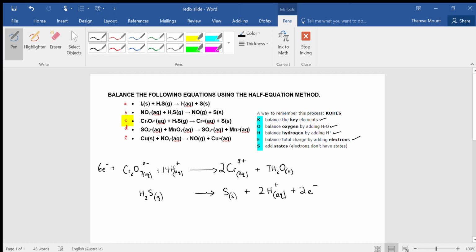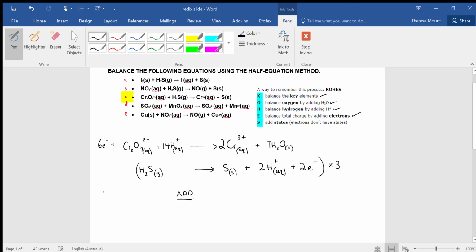Okay, so now I've got my 2 half reactions, I need to add them together. But the first thing I need to do is make sure my electrons are the same value. Because if one reaction is accepting electrons, the other reaction has to be giving the same electrons. You can't receive something that you're not being given. So it has to be the same. We've got 2 electrons here and 6 electrons there, so I need to make that into 6. The way I'm going to do that is multiply everything here by 3.